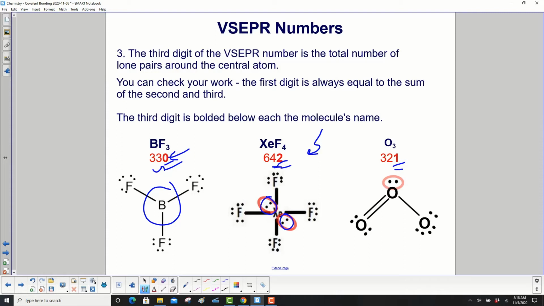And look, the numbers in the 2 and 3 places, add them together, you get the first one, which is 6. And then finally for this O3 molecule, you have 1 lone pair here, so you get a 1, and 1 plus 2 is equal to 3, so it all checks out.